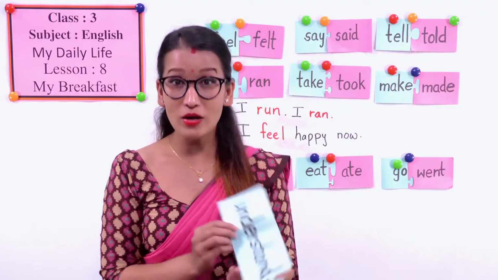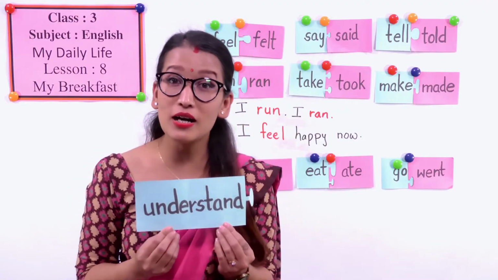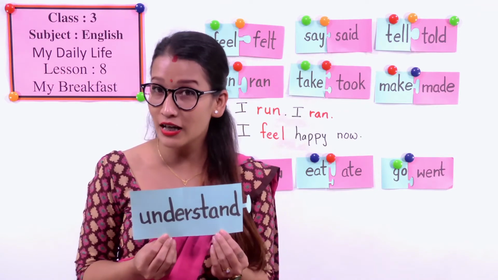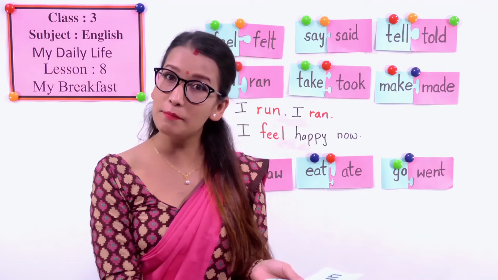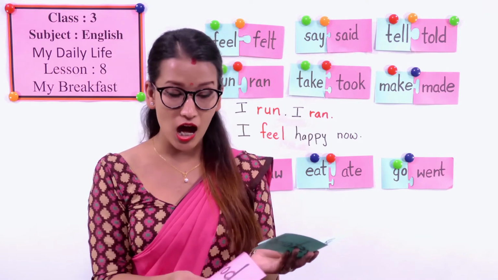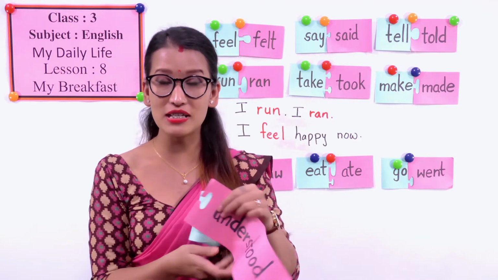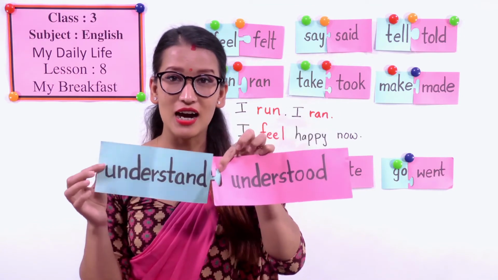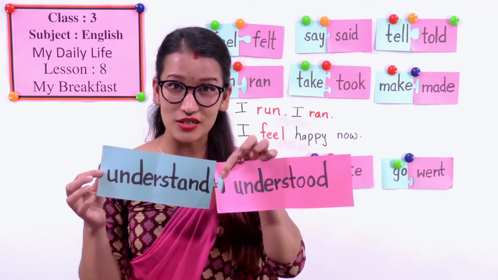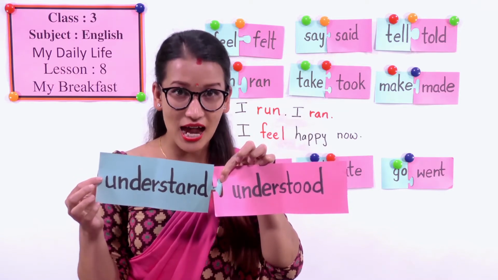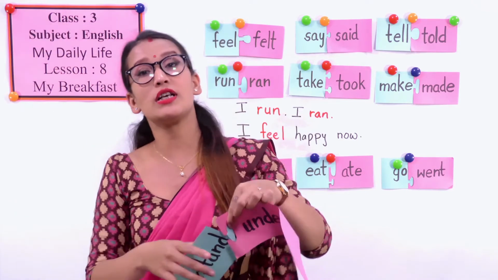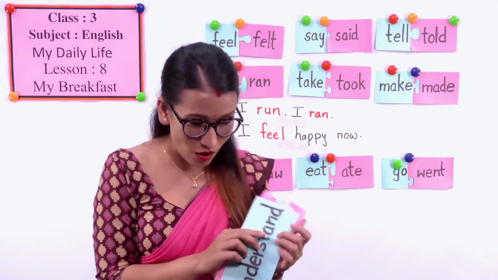Okay, look here. What is this word? Understand. Yes, understand. Say again. Good. So what might be the past tense of understand? Understood. I couldn't paste it on the board. Look, the puzzle is here. Understand, understood. See, I understand the lesson. I understood the lesson. Yes, okay.